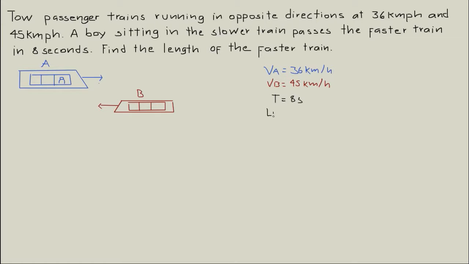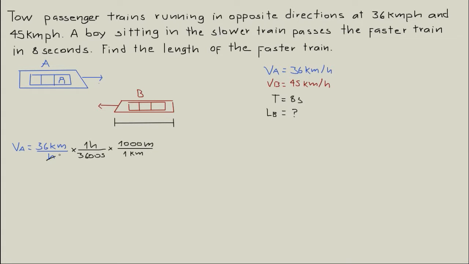Now the problem is asking us to find the length of the faster train, in this case B, or this small distance. Notice that we have different units of measurement in the velocities and in the time, so we have to convert kilometers per hour to meters per second by multiplying conversion factors to change the units. So our first conversion factor is 1 hour, equivalent to 3,600 seconds, and our second conversion factor, 1 kilometer, is equivalent to 1,000 meters.